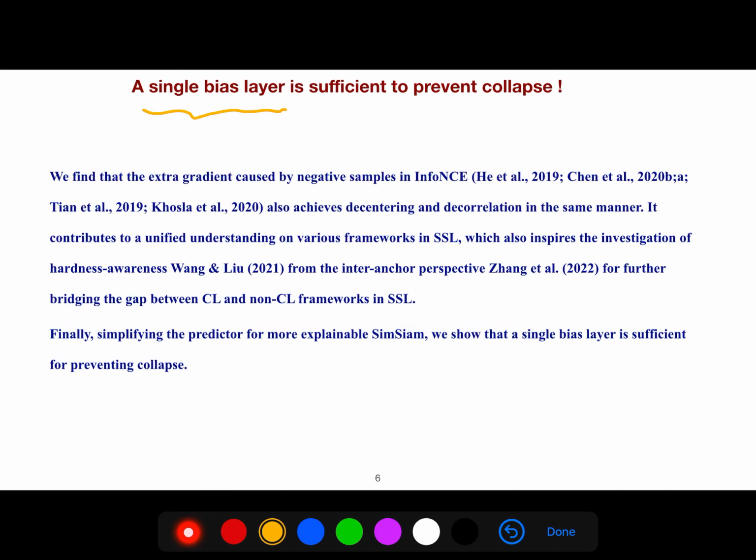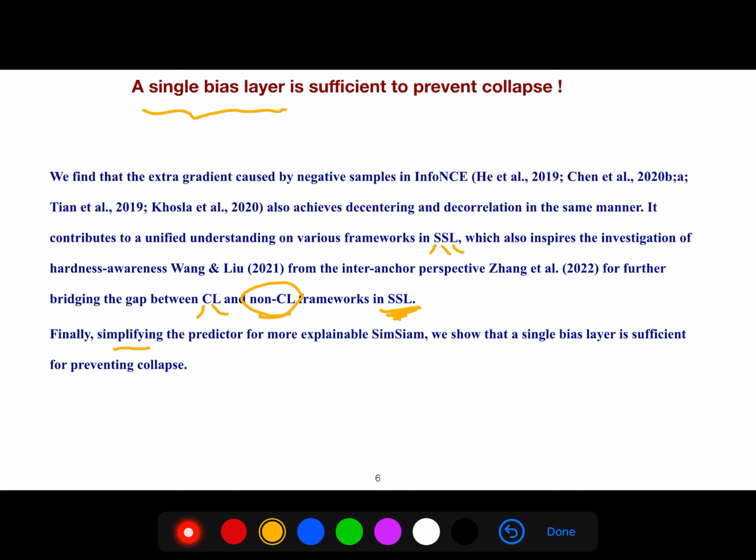We find that the extra gradient caused by negative samples in InfoNCE also achieves decentering and decorrelation in the same manner, and contributes to a unified understanding of various frameworks in self-supervised learning, which also inspires the investigation of hardness awareness from the inter-anchor perspective for further bridging the gap between contrastive learning and non-contrastive learning, such as SimSiam and BYOL, in the context of self-supervised learning.